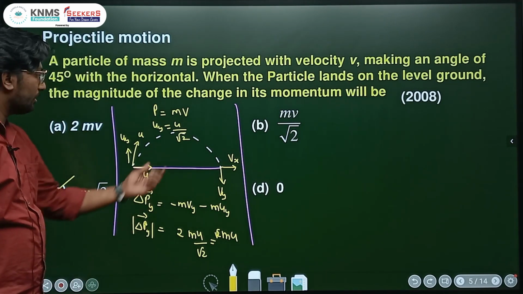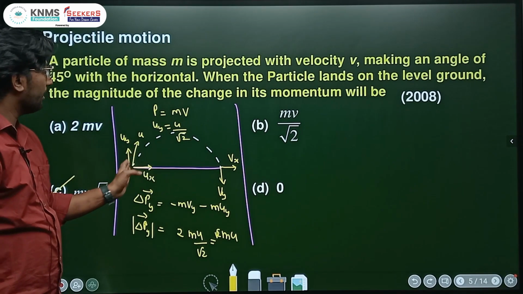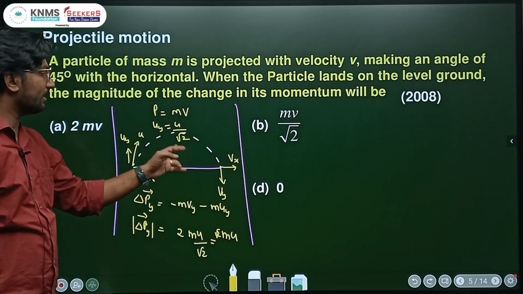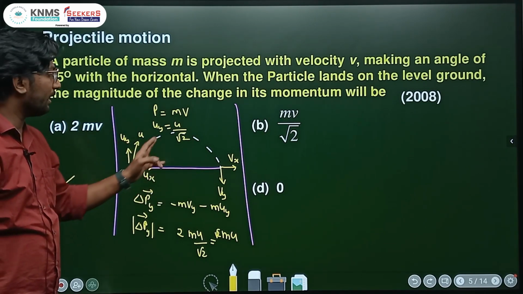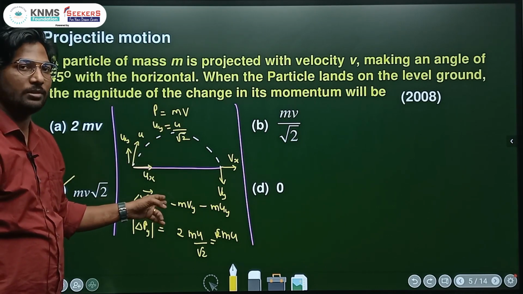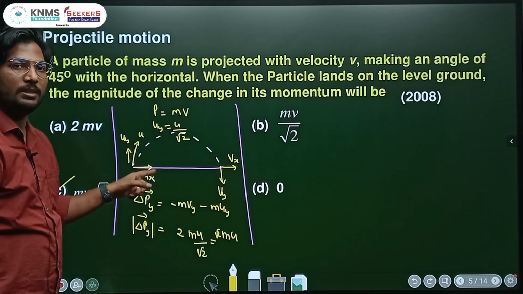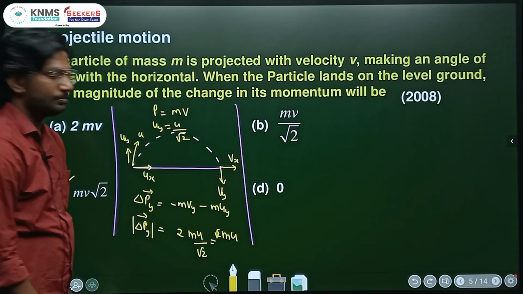I repeat the gist again. If you want to find the change in momentum in projectile motion, the horizontal components of velocity will not change because acceleration is not there. Vertical components of velocity only will change because acceleration is there only in the vertical direction. And on a level ground, velocity values will be the same but opposite in direction. Considering that, we got the momentum change as root 2 mv.